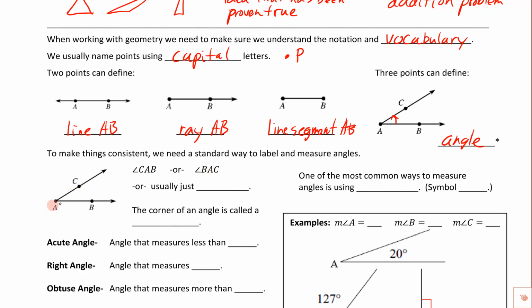A lot of times if we've got something like this, where there's only one point or one angle that could possibly be associated with the vertex, then we just say angle A. So if we can get away with fewer letters, we will.